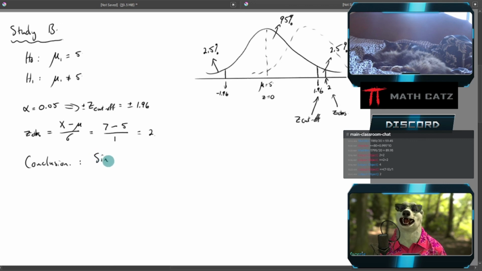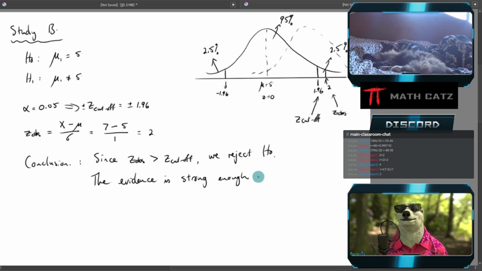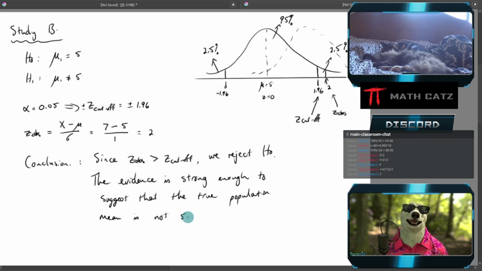So let's say here, since my observed z-score is greater than the cutoff, positive in this case, we reject the null hypothesis, always in favor of the research hypothesis, and we can say the evidence is strong enough, and we decide beforehand what strong enough is by way of this confidence level alpha, to suggest that the true population mean is not 5. We don't know what it is. It's not 5.